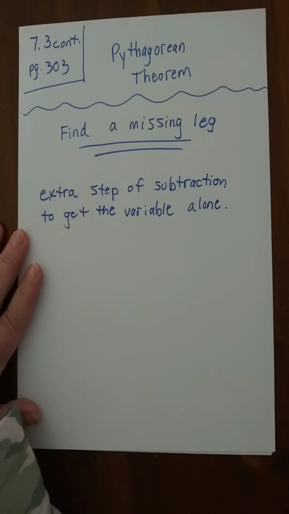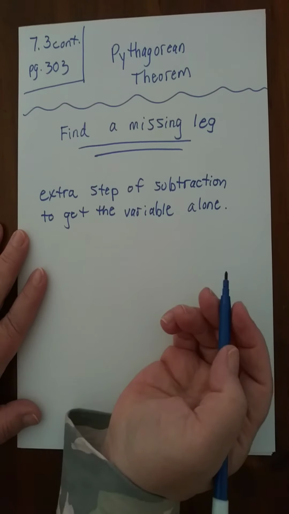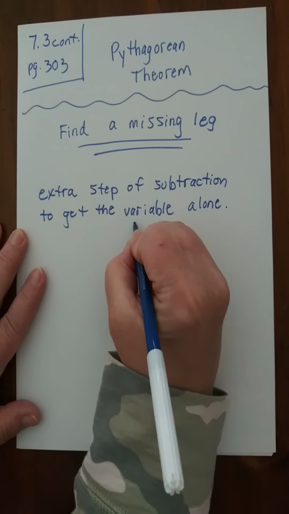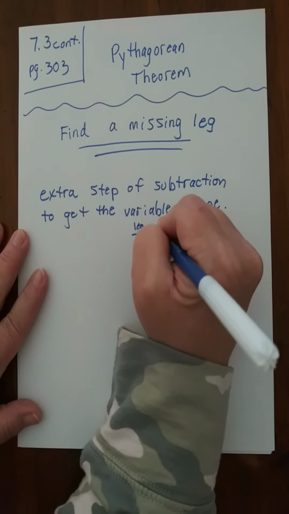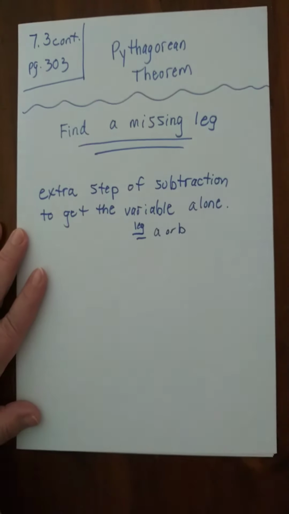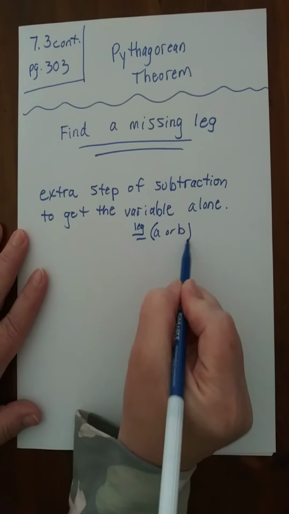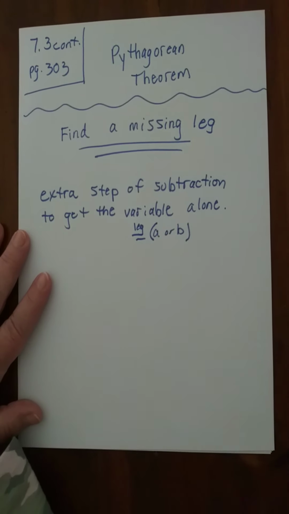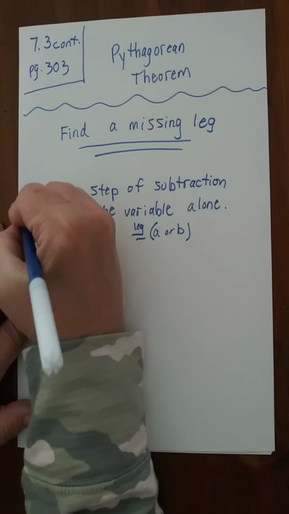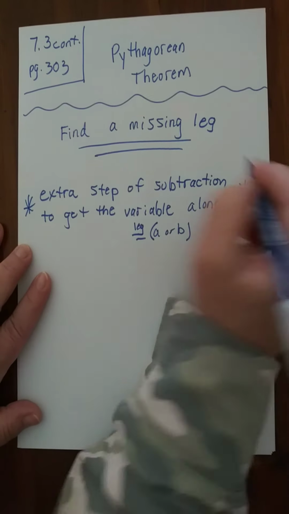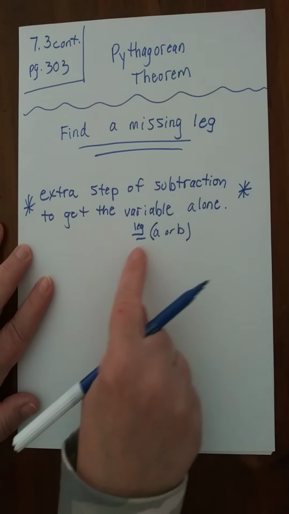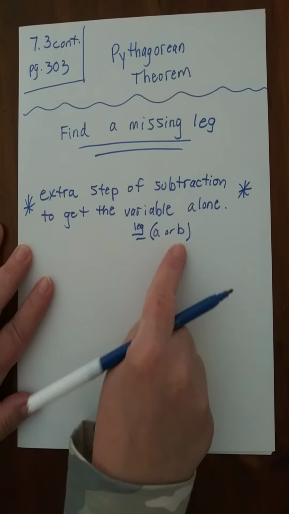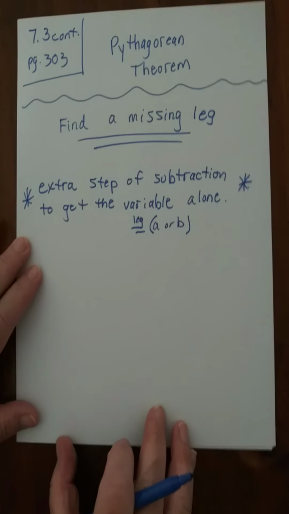As always, we are still trying to get our variable by itself. And today the variable is going to be the missing leg. It could be A or B, either one. It doesn't matter which one you use as your missing piece. Let's put a little star next to that, an asterisk, to remind ourselves that that's important. We're still looking to get our variable alone, and we're looking for the missing leg, which is A or B.